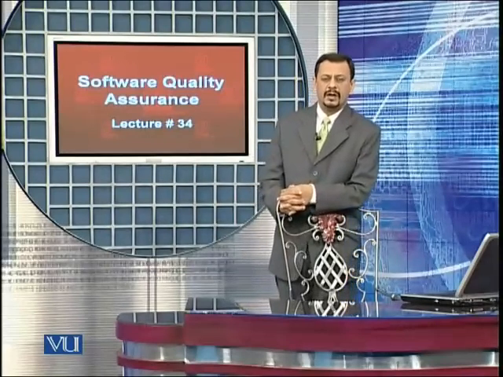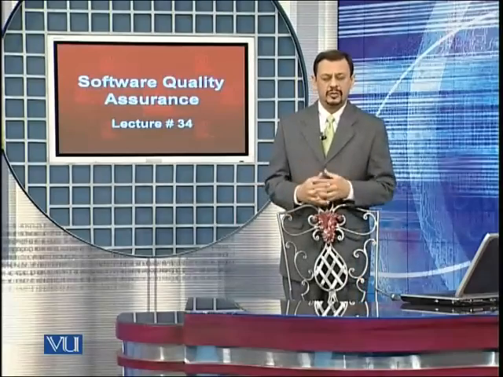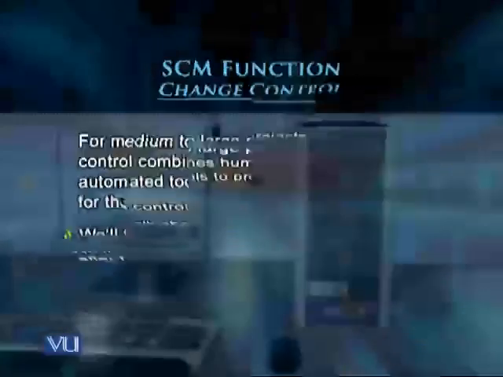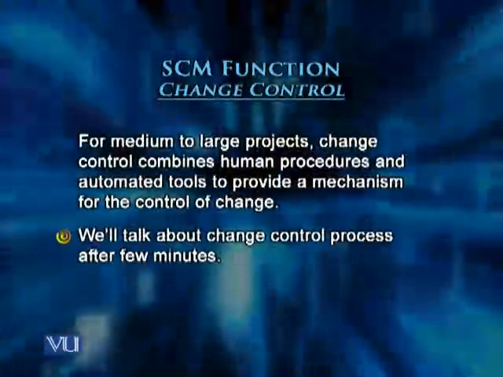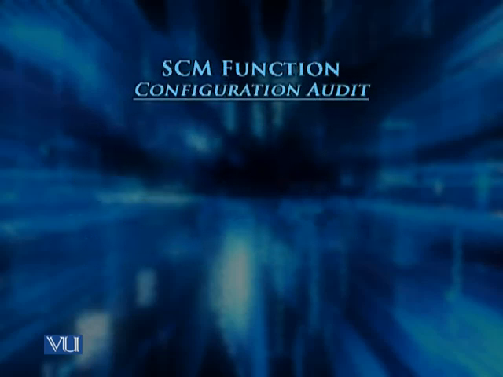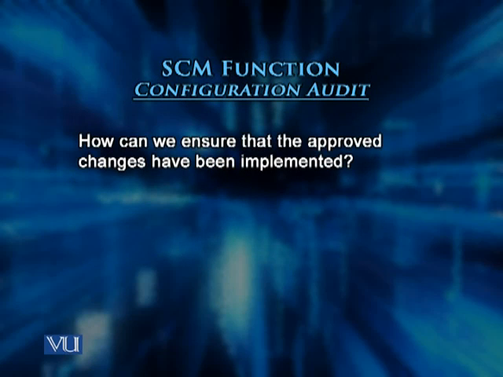That's why we say that software is like a sponge, because it's susceptible to changes. We will talk about the change control process in today's lecture. First, let me introduce all the different SCM functions. The fourth SCM function is configuration audit. This enables us to ensure that the approved changes have actually been implemented.